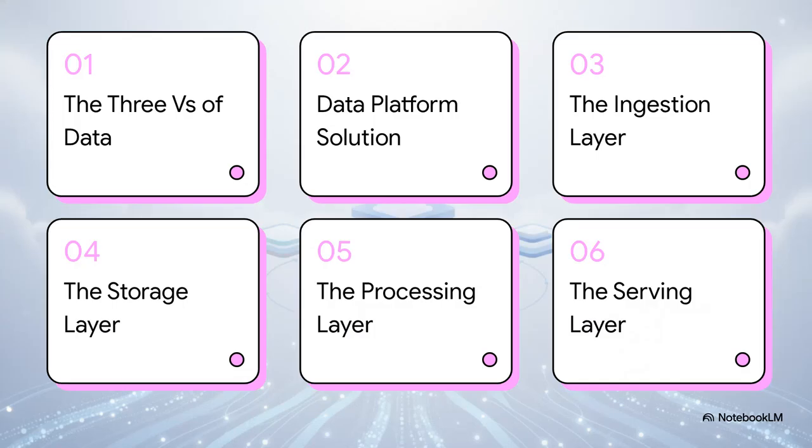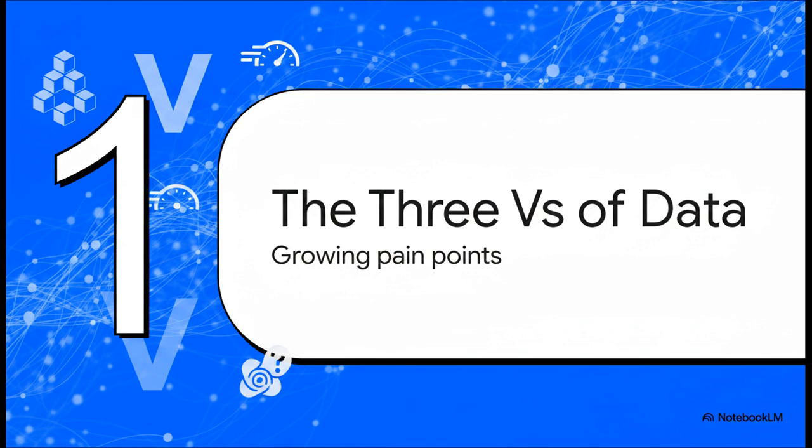Okay, so here's our roadmap. We're going to cover the 3 V's of data, the overall data platform solution, and then walk through the 4 core layers: ingestion, storage, processing, and serving. Let's dive right in. First up, Section 1, the 3 V's of data.